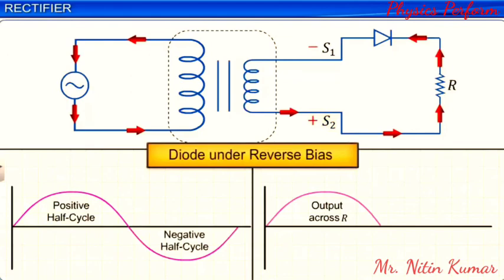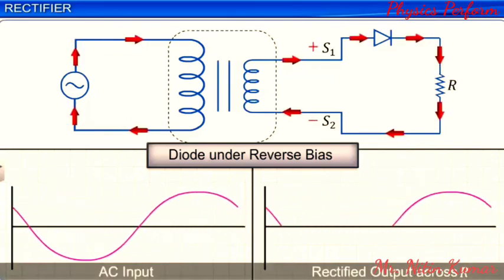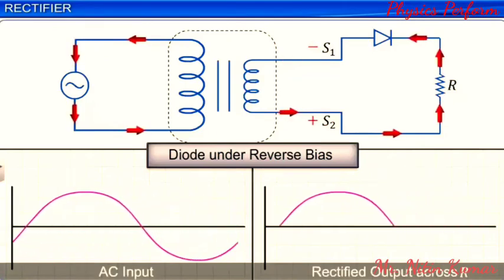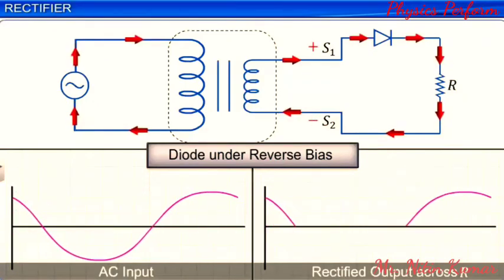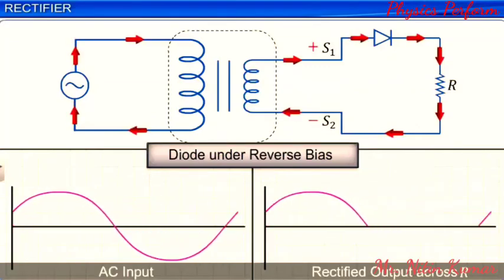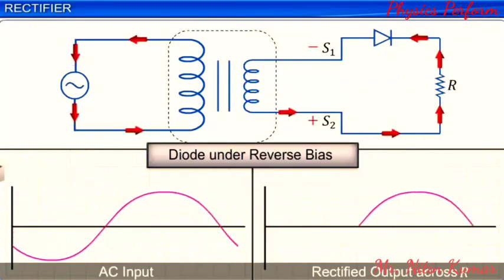Thus, during the negative half cycle, no current flows through the load resistance and we do not get any voltage output across R. Here, the diode produces a pulsating voltage across the load resistance R. Since the output voltage is only in one direction, it is called rectified output. Since this circuit produces rectified output only for the positive half cycle of the AC wave, it is called a half-wave rectifier.